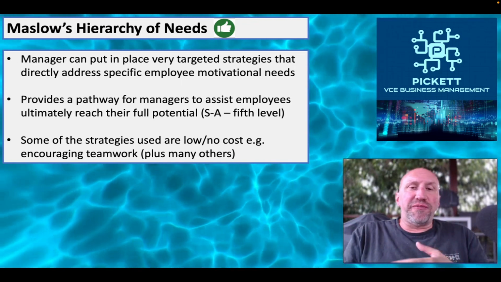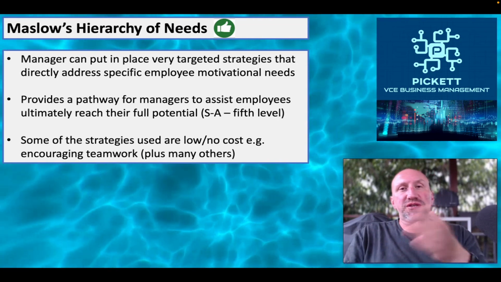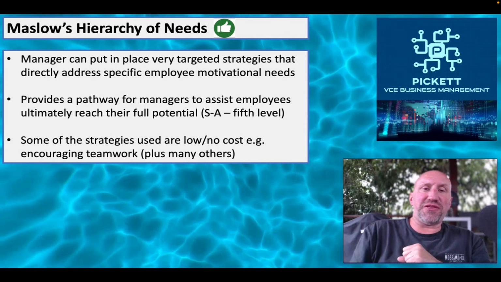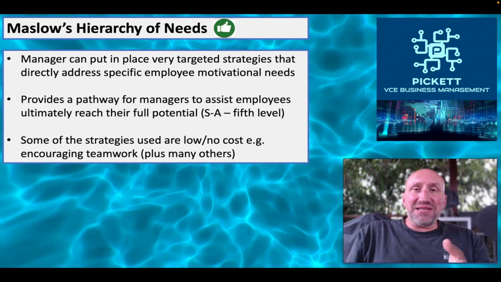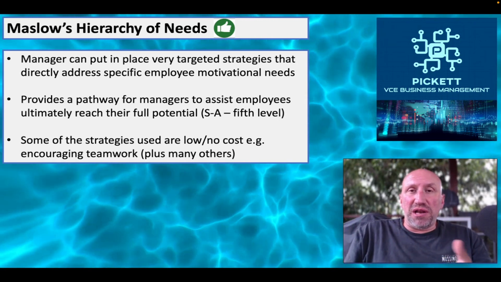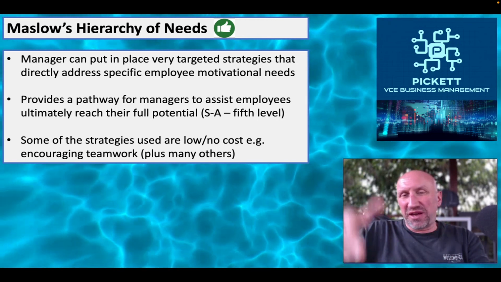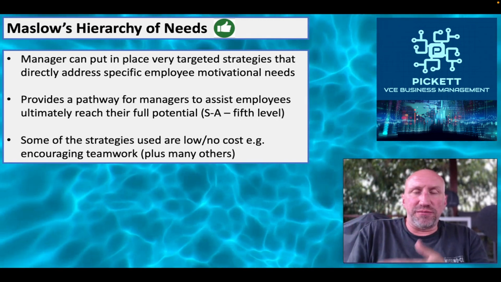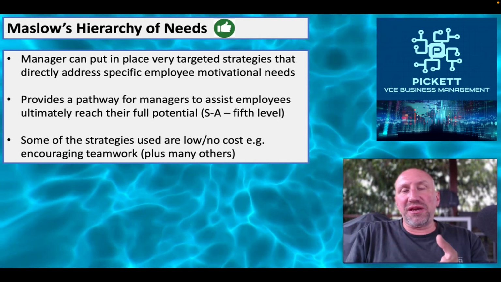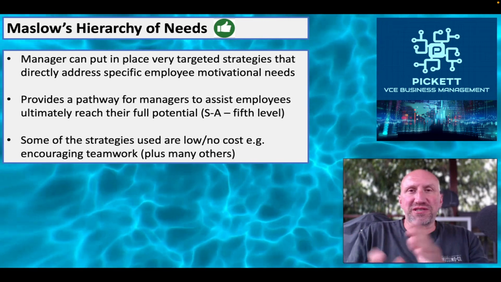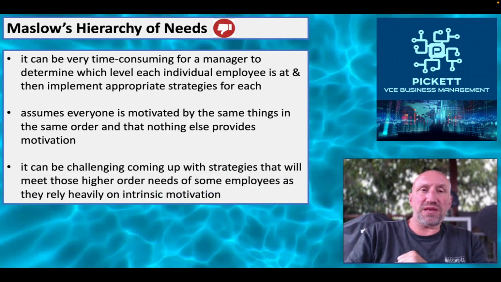It provides a pathway for managers to help employees ultimately achieve their full potential. So, self actualization, the fifth level. And some of the strategies used here are low or no cost. So, for example, encouraging teamwork, plus many of the others, if you look back at that list of strategies, a lot of them don't cost money. Anything in business that does not cost money that can lead to good things, obviously win-win.